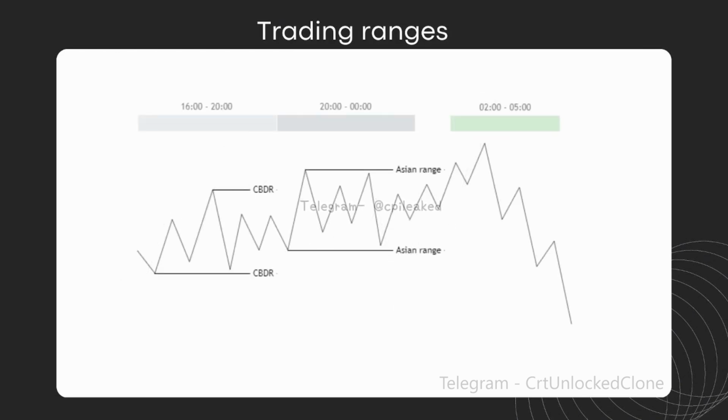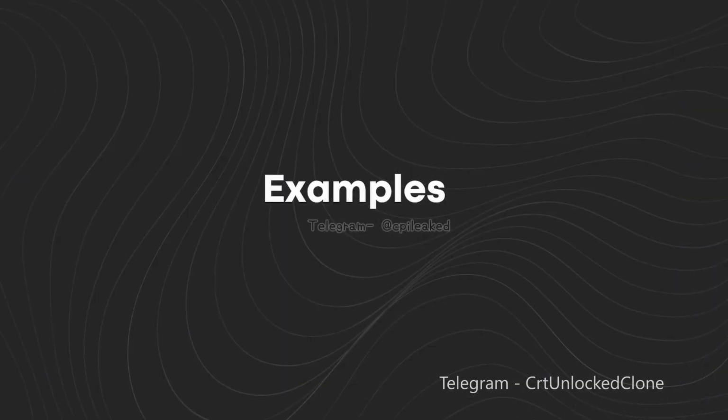And then again, we've got the time ranges, and you can see here we've got the London Open closure from 2 to 5 a.m. Eastern time, and that is a key time for the Asian range to be purged. And once it's purged, at that time, you're going to wait for your entry model on the lower time frame and trade it in the direction of the higher time frame on liquidity. Now let's look at some examples right here.